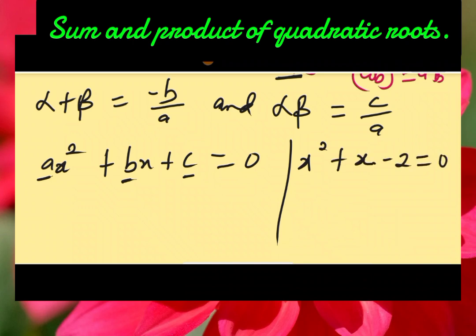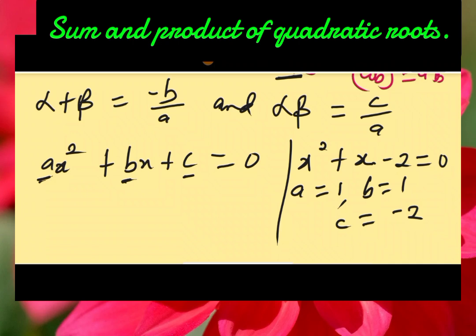Good. Here, the coefficient of x squared, which is denoted by a, is what here? a is equal to 1. Very good. b, that is the coefficient of x according to this question, is also what? 1. And c is what? c is minus 2.